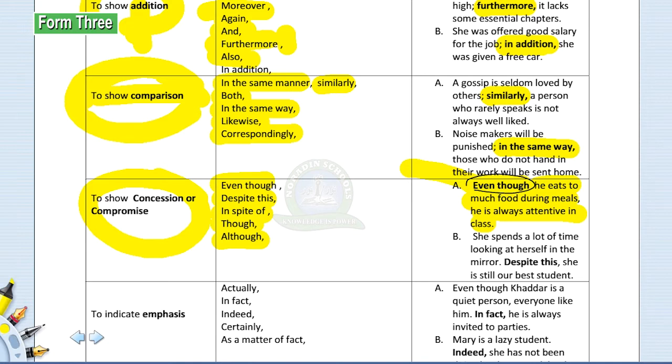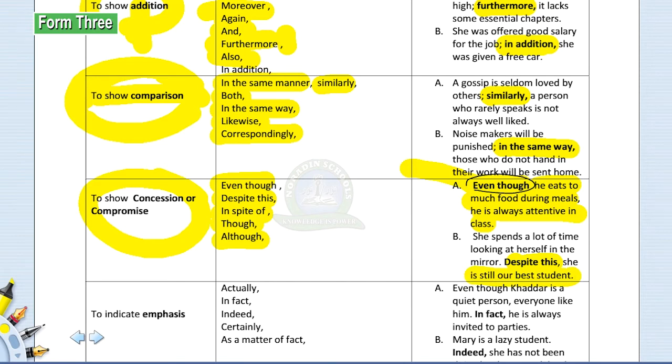She spends a lot of time looking at herself in the mirror. Despite this, which has the same meaning as in spite of this, she's still our best student.